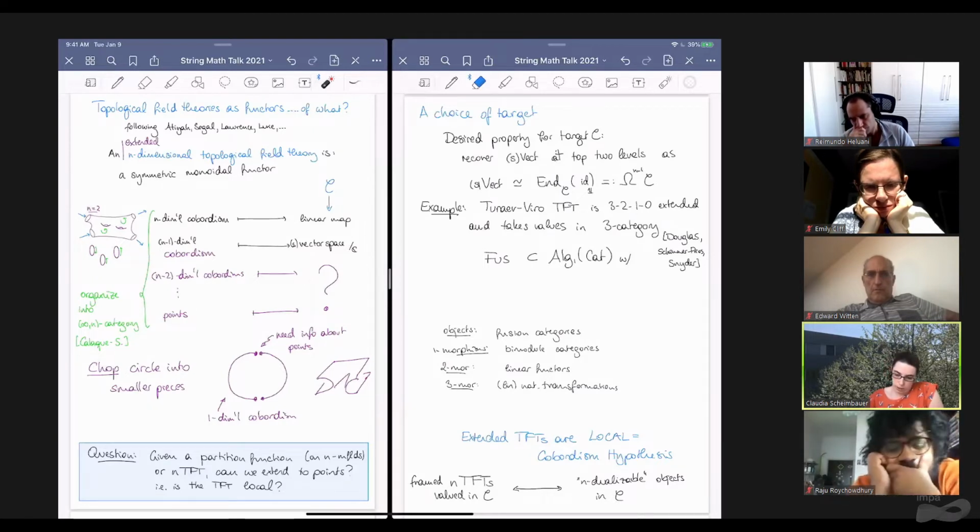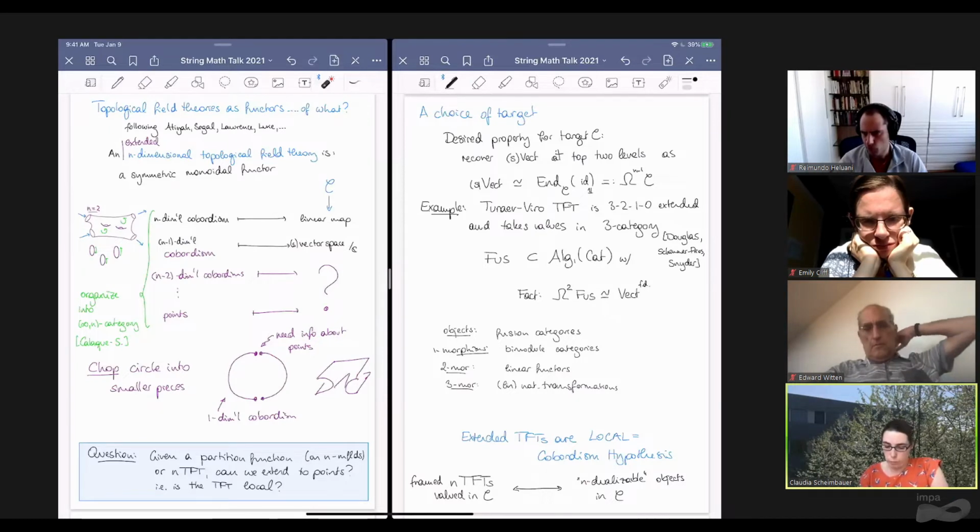So indeed, if we loop this twice, then we get back vector spaces, or at least the finite dimensional ones. So this is the first challenge. And for Turaev-Viro, what these authors proved is that if you take any fusion category, the fusion category is 3-dualizable. So I can put a 3 in here, so I get a 3D TFT.